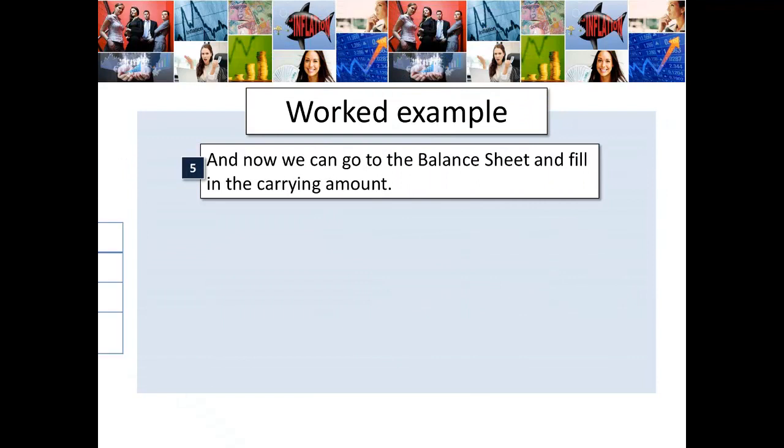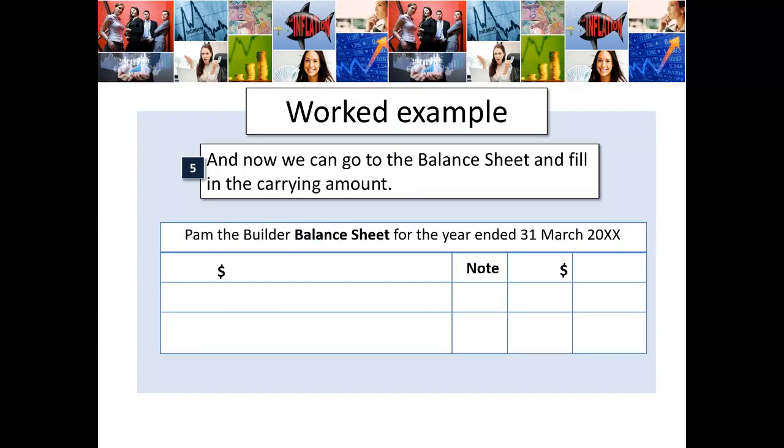That's how much our building will be worth at the end of the year and at the start of the next period. Balance sheet and fill in the carrying amount. This is simple. Non-current asset, property, plant and equipment. A note there. And the value of our building is $92,000, assuming that's our only PPE.